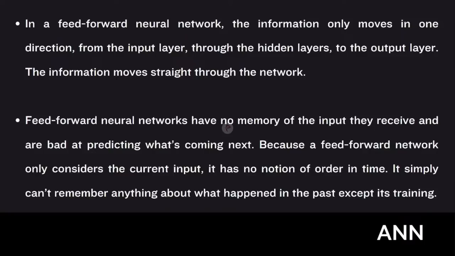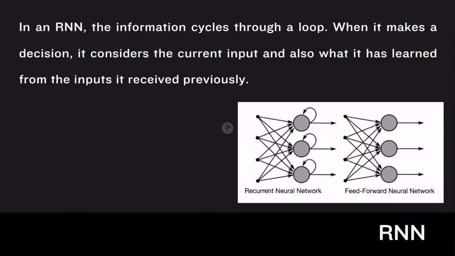So the feed-forward neural network has no memory of the input it receives and is bad at predicting what's coming next, because a feed-forward network only considers the current input and has no notion of time or order. It simply can't remember anything because it is not designed in that way. That's why we go with RNN. And you can see the difference in this image between a feed-forward or simple ANN versus RNN. When you go for an RNN, you are passing the feedback to itself. It's a feedback loop. So in an RNN, the information cycles through a loop.